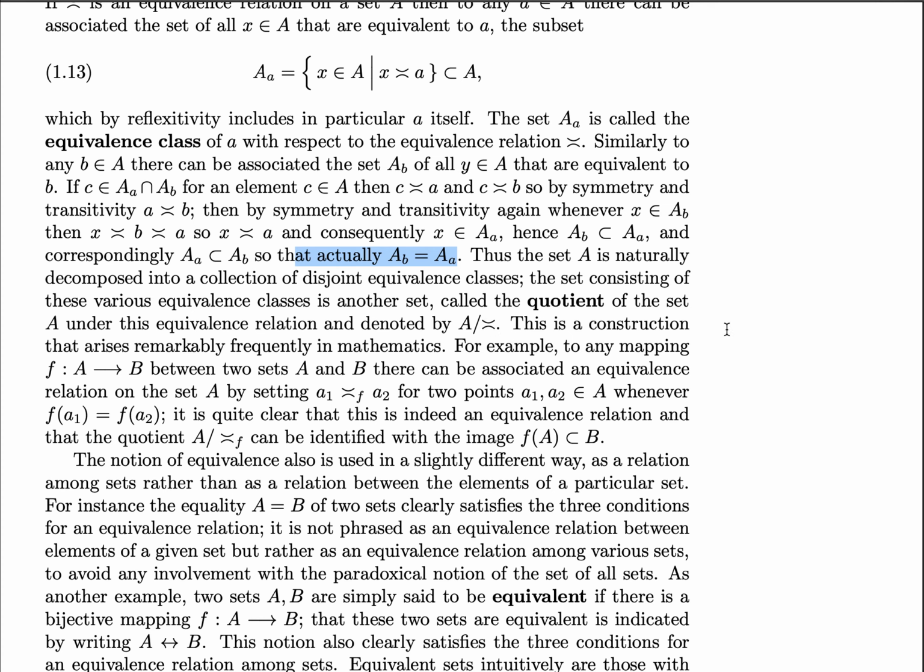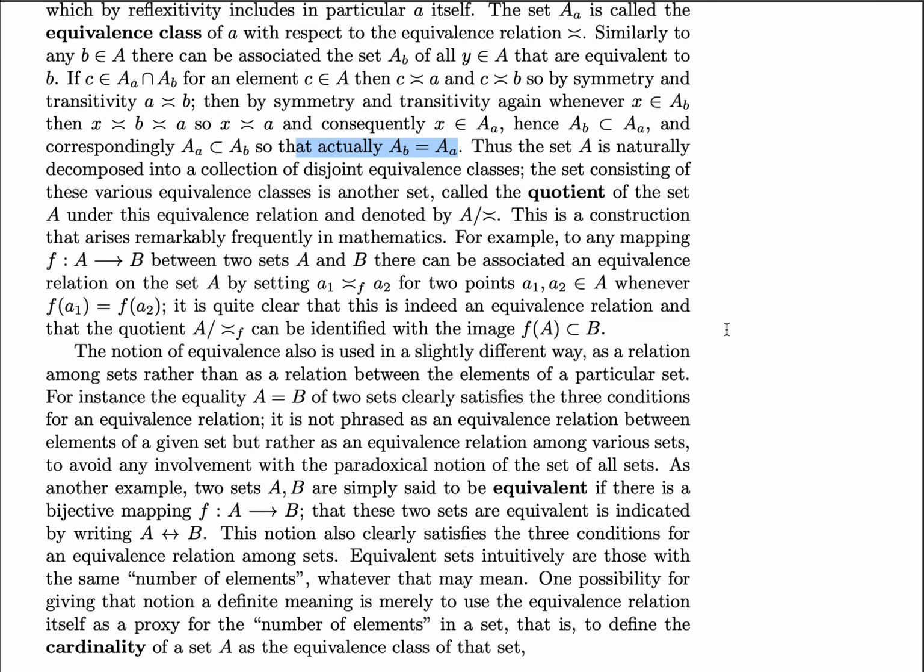This is a construction that arises very frequently. For instance, for any mapping f from A to B between two sets A and B, there can be associated an equivalence relation on the set A by setting two elements equivalent with respect to f, for any two points a1 and a2, whenever it is the case that their images are the same. It's quite clear this is indeed an equivalence relation, and the quotient of A by the equivalence relation of f can be associated with the image f of A in B, since that will have unique images.